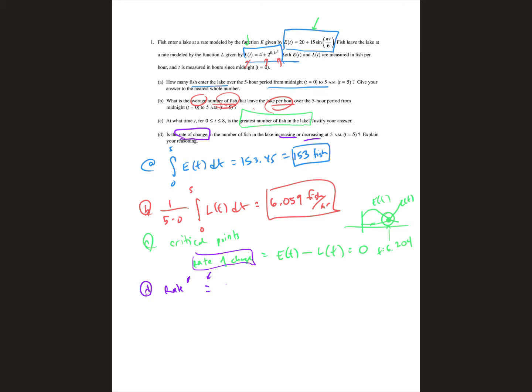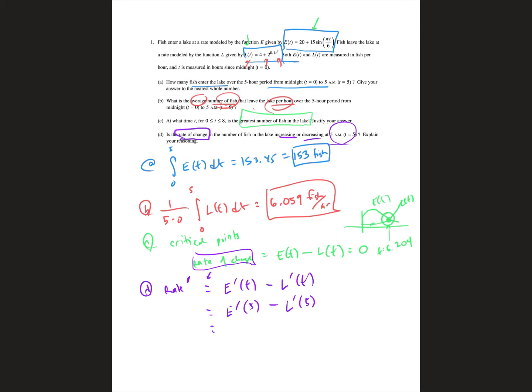So the derivative of that would be E prime of t minus L prime of t. And so they're asking at 5, is this positive or negative? Does this make the thing increase or decrease? So if I find E prime of 5 and L prime of 5 and subtract them, that will tell me the answer to this question.